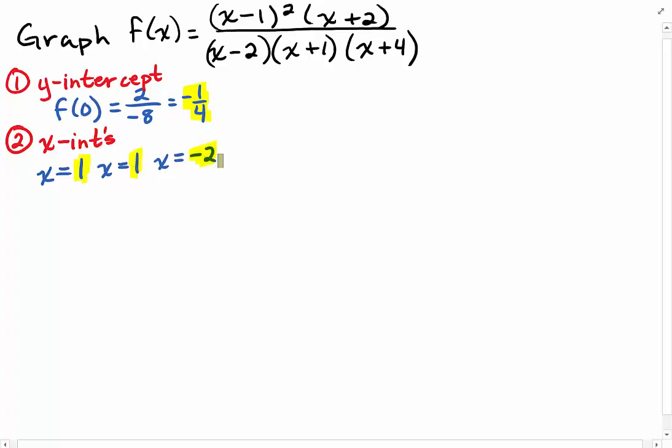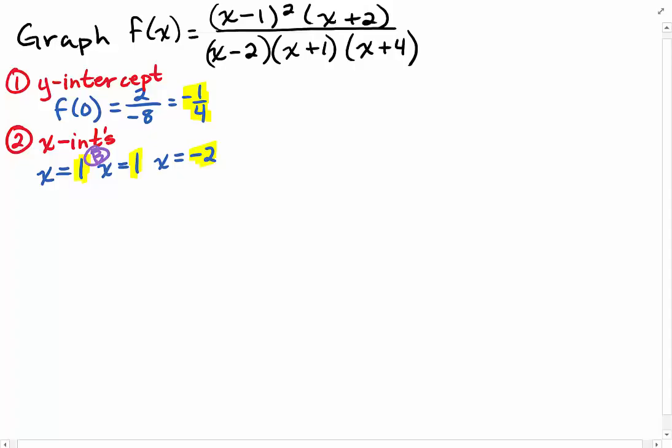Now we use that multiplicity to classify the behavior at these intercepts. Remember, if the multiplicity is even, if the zero or the factor shows up an even number of times, like the x minus 1, it shows up twice, that tells me that at that zero, 1, the graph is going to bounce off of that. So let's put a little b here to remind ourselves that we're going to bounce off the x-axis instead of going through it.